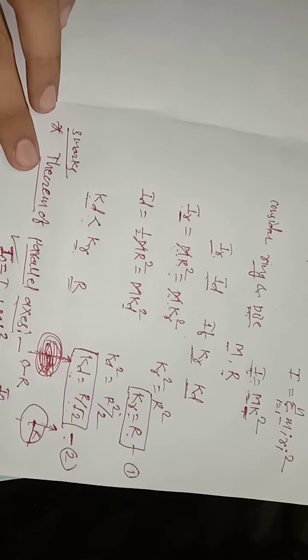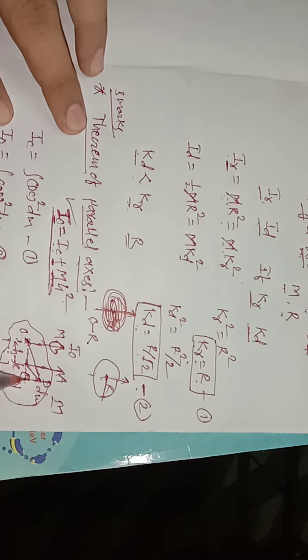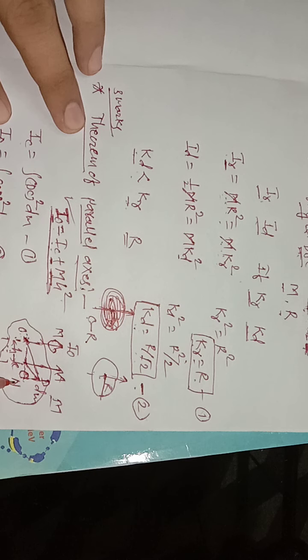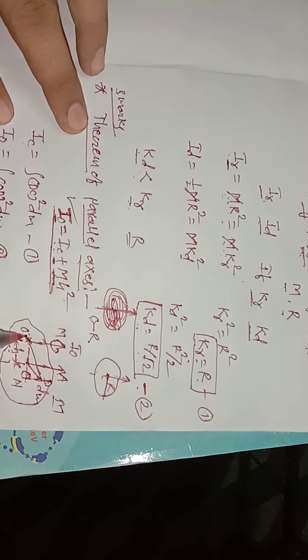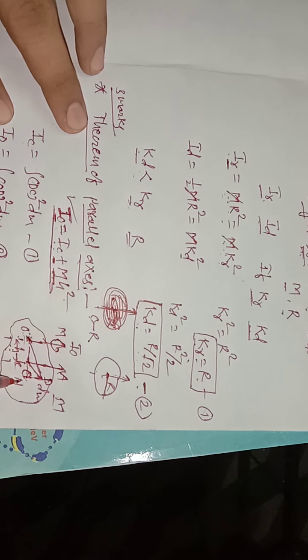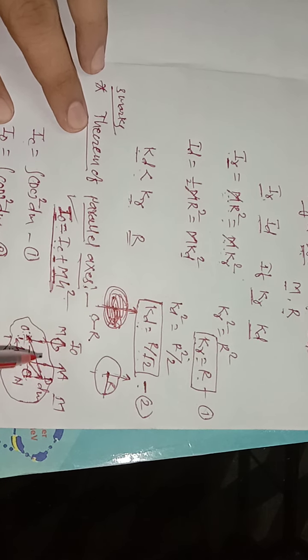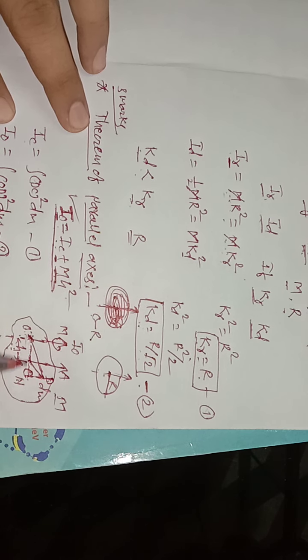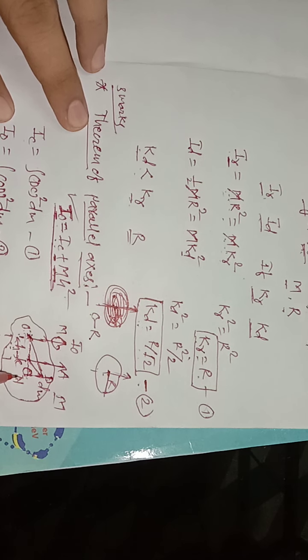But now from that figure, what is OD? We can write there OD square. Now this is the right angle triangle ODN. So instead of OD, we can write DN square plus NO square, according to the Pythagoras theorem. So we can write OD square is equal to what? DN square plus NO square.